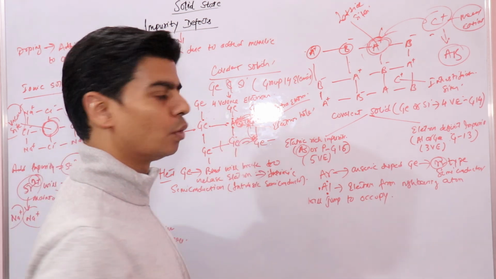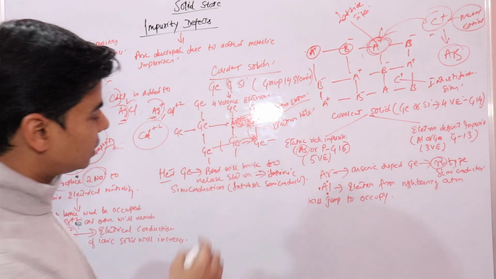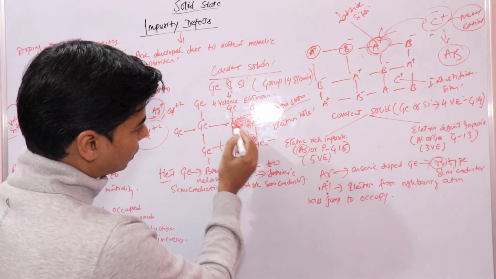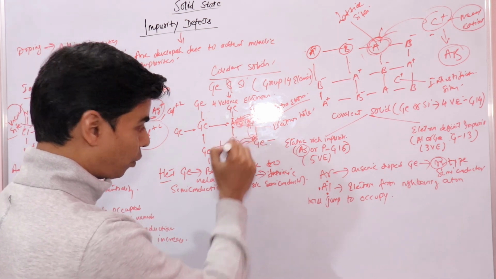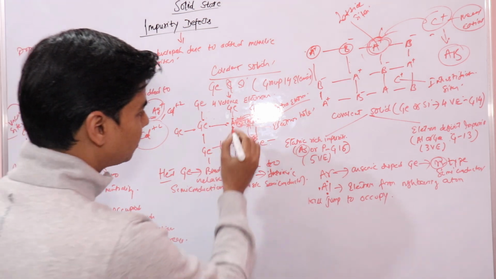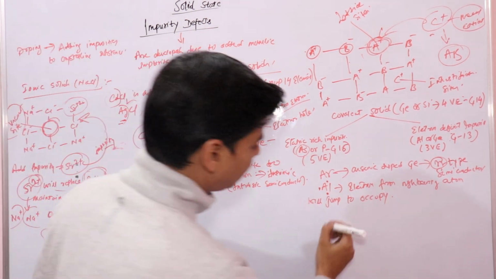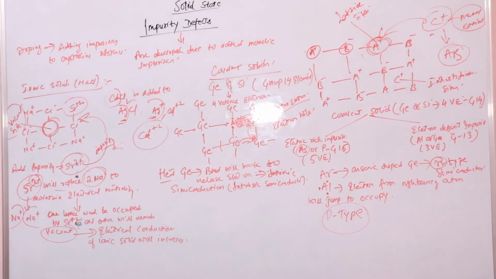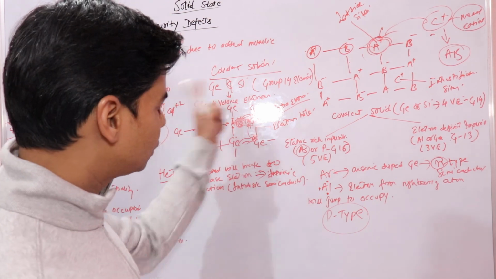So this is a positive hole. We also call it a positive hole, since the electrical conduction is due to this positive hole, because due to this positive hole only, the electrons are jumping to take its place. So in a way, this hole is moving. Since this hole is positive, this semiconductor would be called a p-type semiconductor. P is due to the positive hole. So this is a p-type semiconductor.